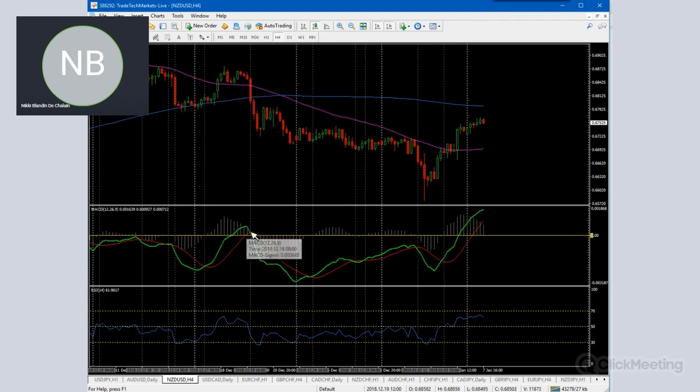Here we can see we had a moving average crossover. Our green FOST line crossed through the red line, and what happened? Price fell. So these are different things that we can use.